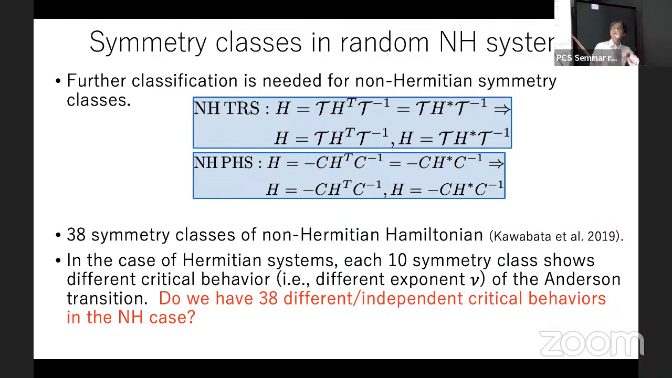So the time reversal symmetry is doubled. So is the particle-hole symmetry. Particle-hole symmetry can be written as this, but H transpose and H conjugate can be different in a non-Hermitian system. So these symmetries are doubled, resulting in 38 symmetry classes.